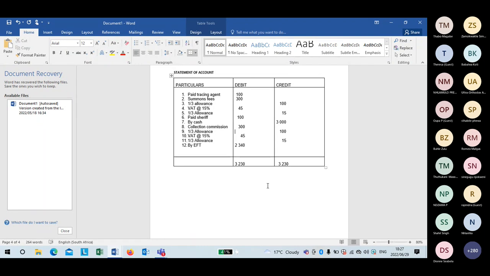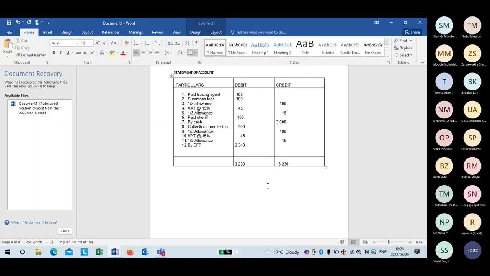Is it making sense? Right, so this is our step number four. Who do we debit in step number four? Who gave you the allowance? The correspondent. So you debit the correspondent. You credit fees and VAT, and you debit the correspondent. And your narration will be fees plus VAT, or you can say allowance received. If you are able to determine the rate at which the allowance was given, you can also mention that rate, for example, 1/3 allowance received.